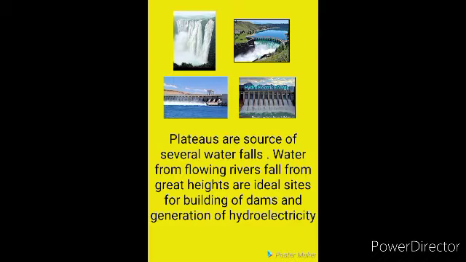When the rivers flowing over plateaus fall from their edges to surrounding plains, spectacular waterfalls are formed. For example, the Jog and Shivasundaram waterfalls of Karnataka and Hundru Falls in Chota Nagpur Plateau. Water flowing from rivers falling from great heights provides ideal sites for building dams and generating hydroelectricity.